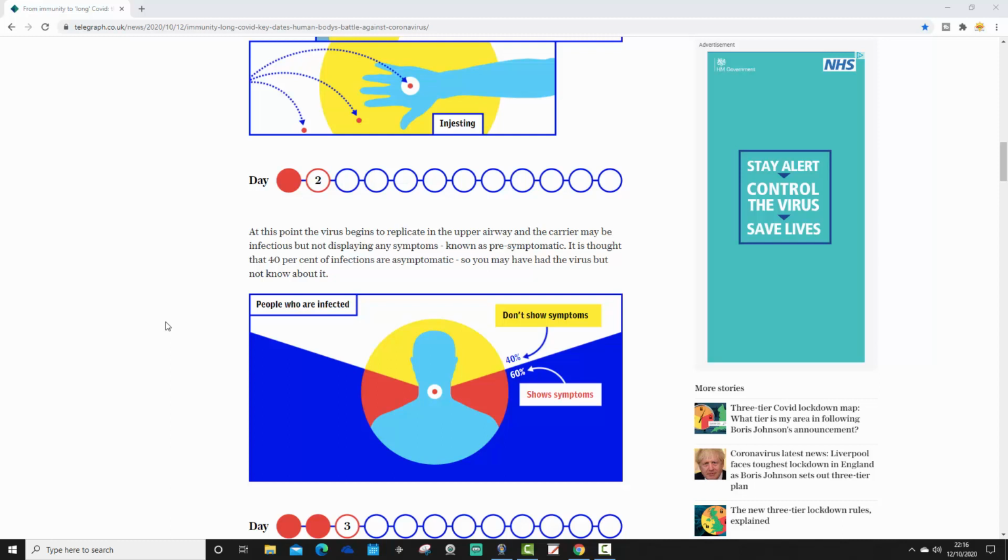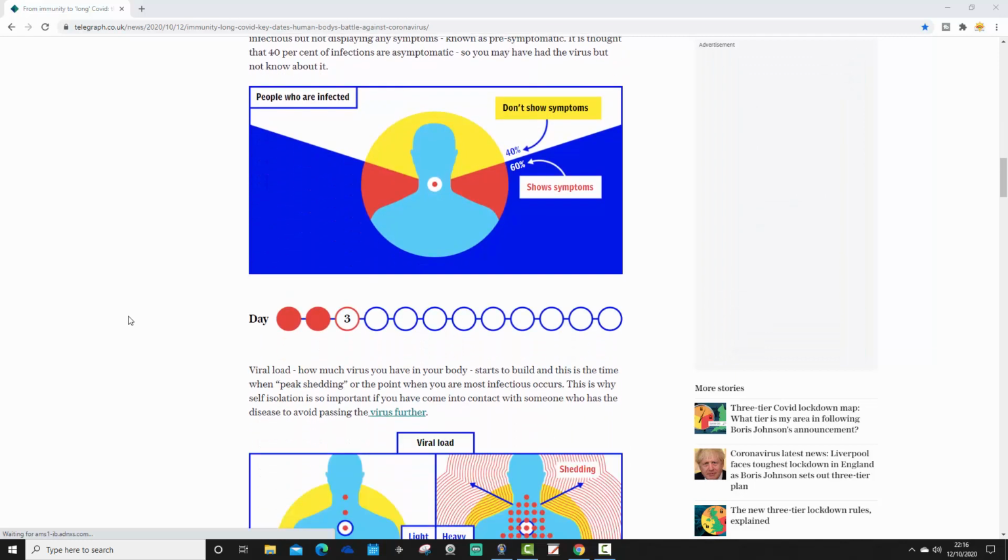It's a very, very high number. It's almost, but not quite, a 50-50 split between whether you're going to get symptoms or not. Generally it's 60-40 in favour of showing symptoms with coronavirus, but certainly a very substantial number of people will get this virus and never display any symptoms, which is how it is able to spread so very, very quickly, of course.